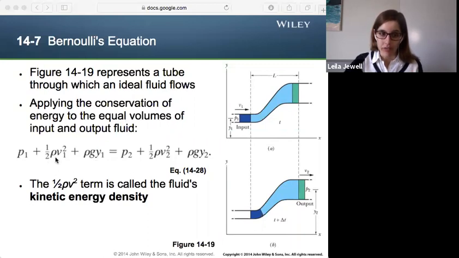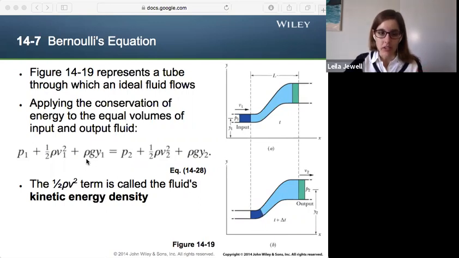The 1/2 rho speed squared is called the fluid's kinetic energy density. It's almost like kinetic energy. We know kinetic energy is 1/2 mv squared, but now it's mass per unit volume or density. So that's why we talk about it being the kinetic energy density. And you can think of the rho gy as the potential energy density, because it's much like our mgh. We're just working in terms of the density here.